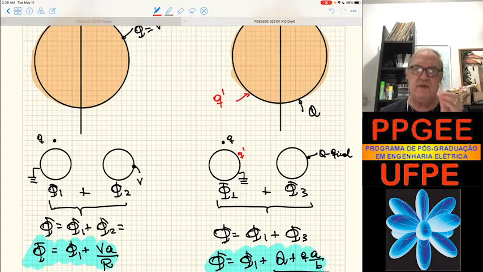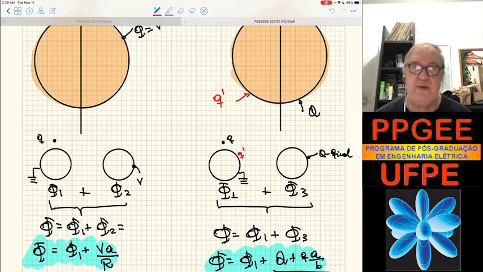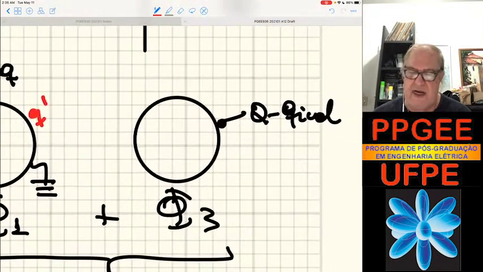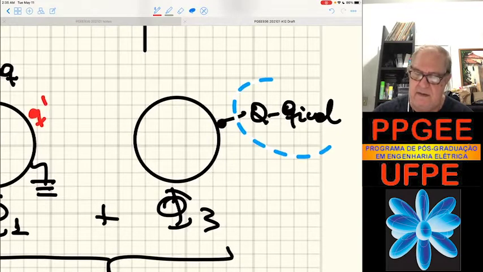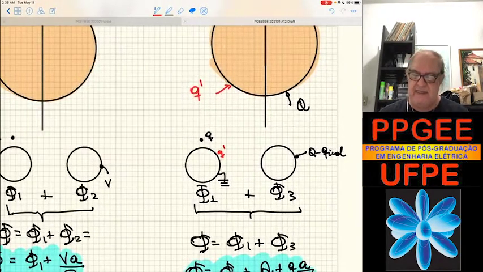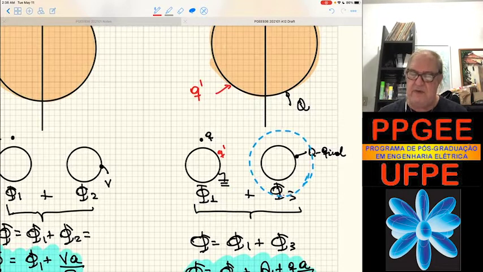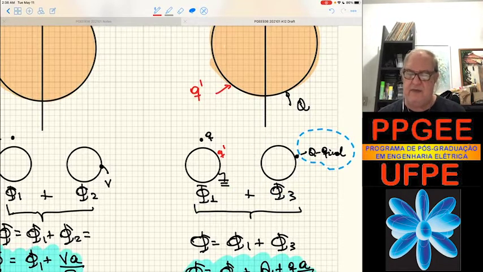And a constant potential V on the sphere, without any point charge outside, means that we have a uniform distribution. So the remaining charge, which is this one here, distributes uniformly. So the solution is the potential of a point charge near a grounded sphere plus the potential of a uniform distribution of Q minus Q image, right?